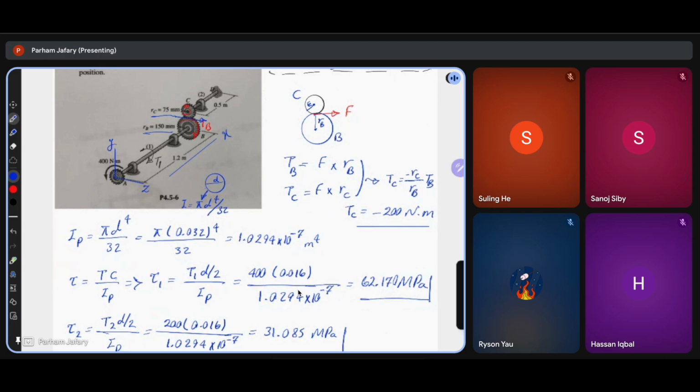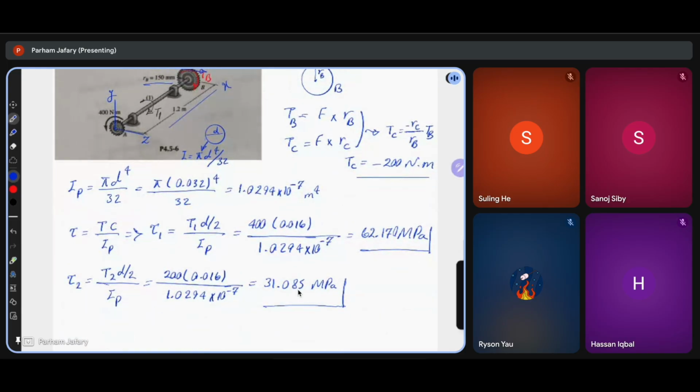So that's what is important for us, the torsional stress in the shafts. The formula is T times C over the polar moment of inertia, and C is the maximum distance from the neutral axis of the shaft, which is the center of it. The rest is just substituting the values into the formula. That's basically the overall concept of it. Okay? Does that make sense?